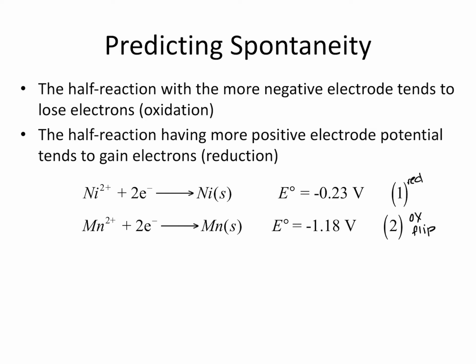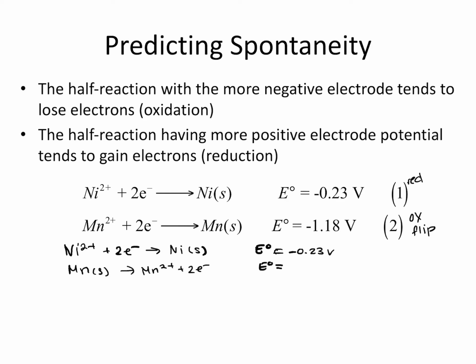Therefore, the oxidation reaction has to be flipped. So then I would get something like this. Nickel 2 plus 2 electrons, nickel solid. Nothing changed here. And then my other reaction flips. And now I have to make this positive. And I sum up my reactions. So you can see I don't need to manipulate my reactions because my two electrons cancel.